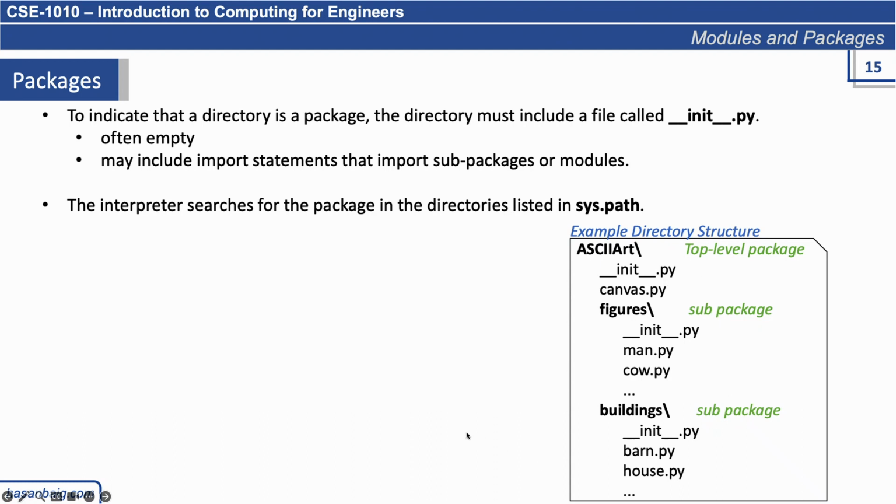The interpreter searches for the package in the directories listed in sys.path. So we can either define the package to be included in the environment variables in the Python path, which we are not going to discuss, and otherwise we have to specify the path name.